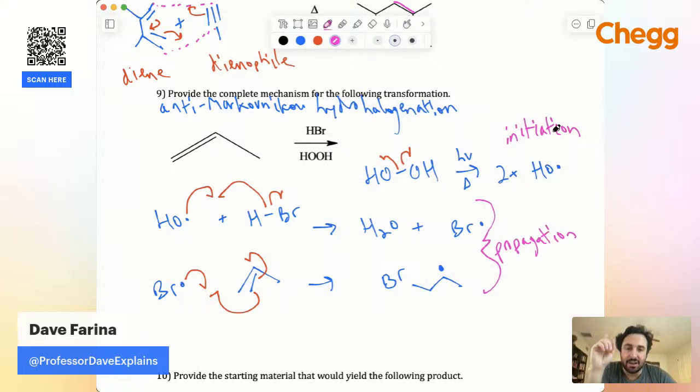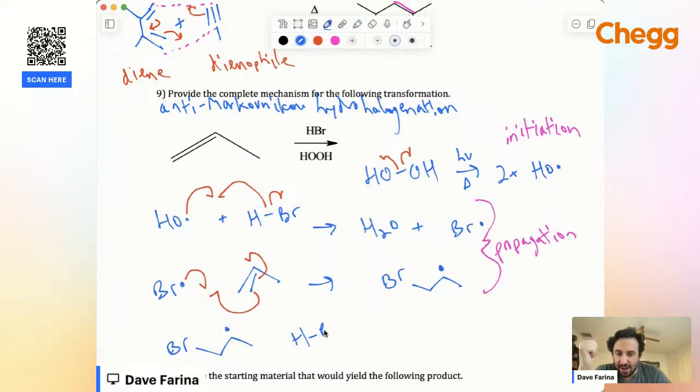And so initiation steps always go from covalent species to radical species. Propagation steps go from one radical and one covalent to another radical and another covalent. It's propagating the existence of radicals. You're getting new radicals. Then we can have a termination step, right? Because this is going to go until you get a neutral compound. Well, this is neutral, but it's going to extinguish the radical somehow.